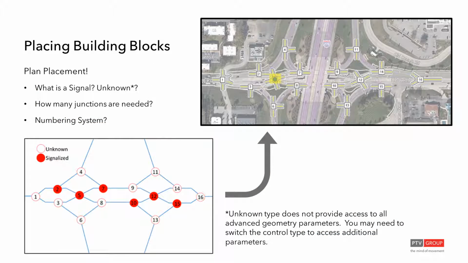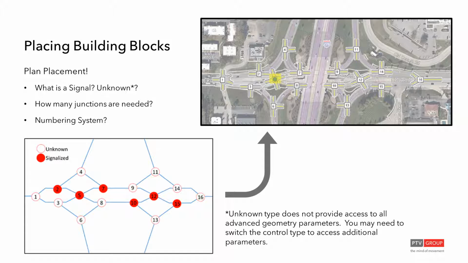And then step 3 is to plan and place your building blocks ahead of time. Here you can determine exactly how many intersections you need for your design, and what control types you might need for your design. And if you have a numbering scheme that you have to follow for your design, you can plot it out early before you get too far into connecting things up. So this is a pretty important step.